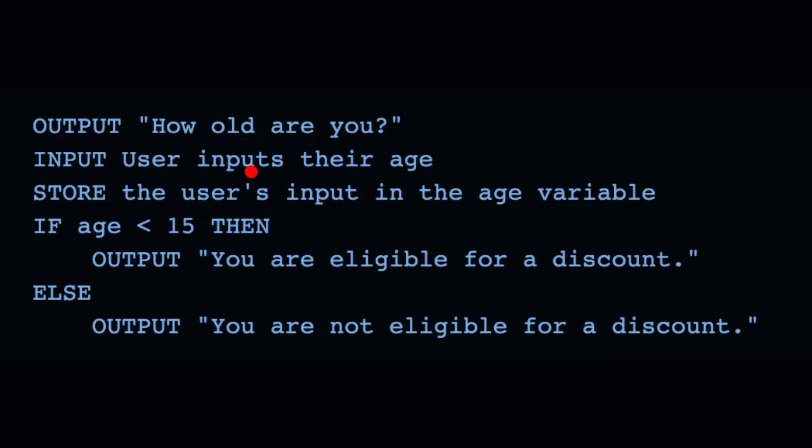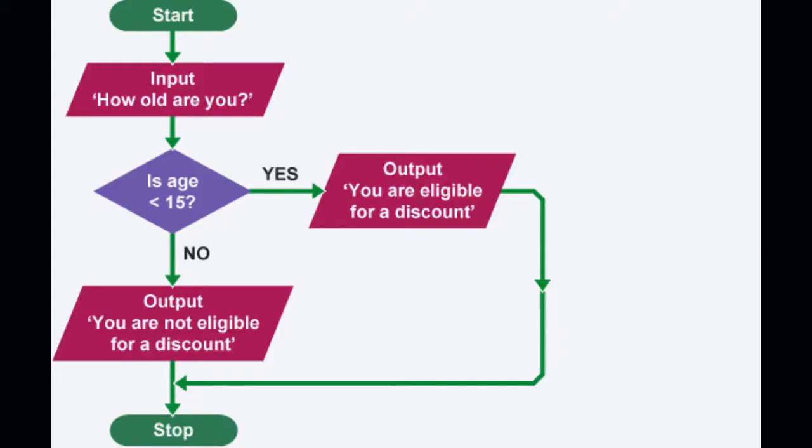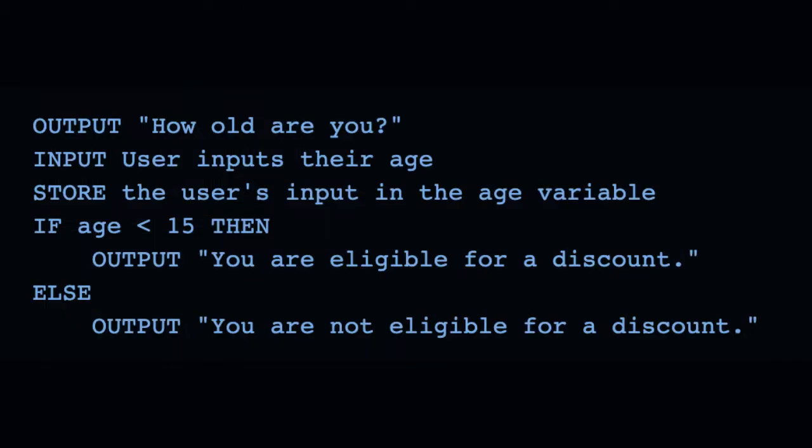Output, how old are you? Input, the user inputs their age. Store the user's input in the age variable. So this is the age variable, which refers to what the user input. We use the store command. If age is less than 15, then output, you are eligible for a discount. Else, output, you're not eligible for a discount. So this is very similar to what we discussed in our flowchart. You can pause the video and compare these two together. Output, input, store, checking, and then output, and else, and again output.